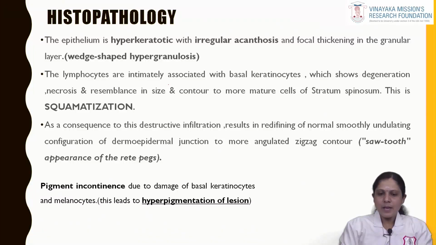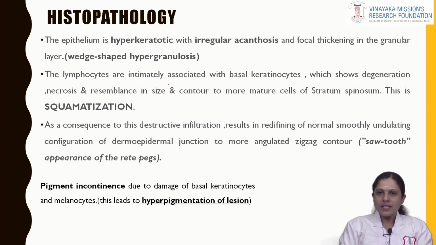Histopathologically, the epithelium is hyperkeratotic with irregular acanthosis and focal thickening in the granular layer. Wedge-shaped hypergranulosis can be noted, as we saw in the previous picture. The lymphocytes are intimately associated with basal keratinocytes, which show degeneration, necrosis, and resemblance in size and contour to more mature cells of the stratum spinosum. This is known as squamatization. As a consequence, this destructive infiltration results in redefining of the normal smoothly undulating configuration of the dermo-epidermal junction to a more angulated zigzag contour, which is represented as the sawtooth appearance of rete ridges.